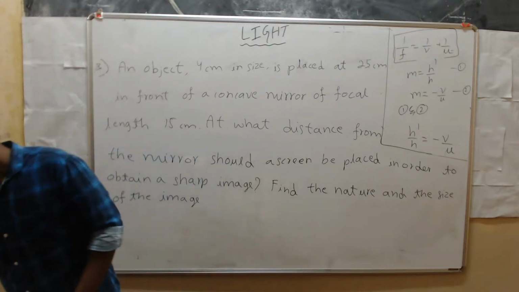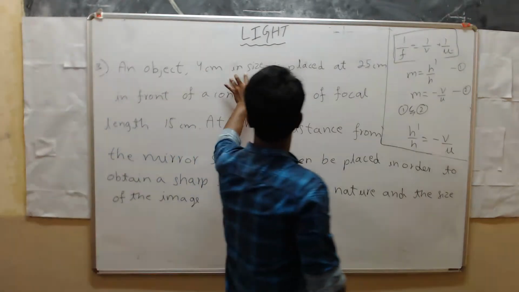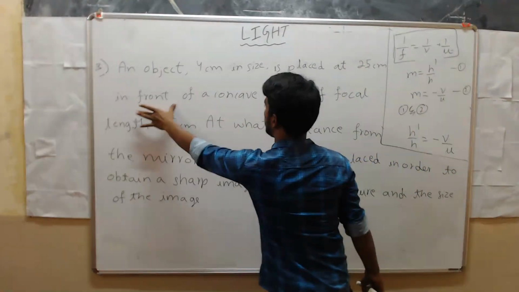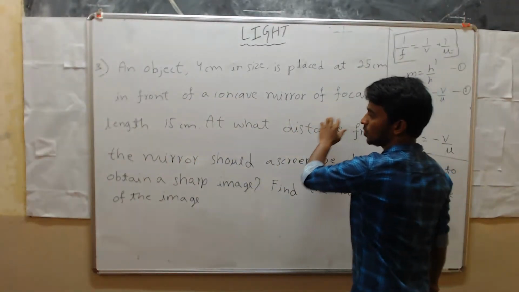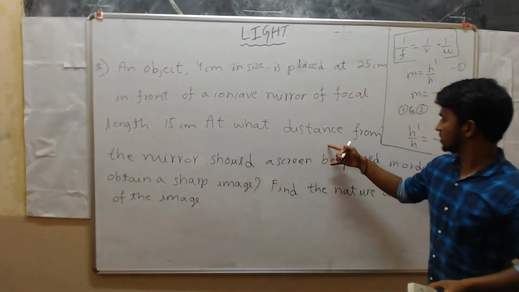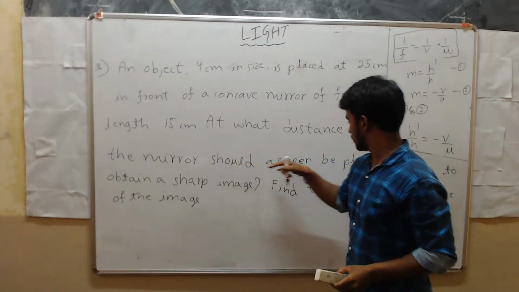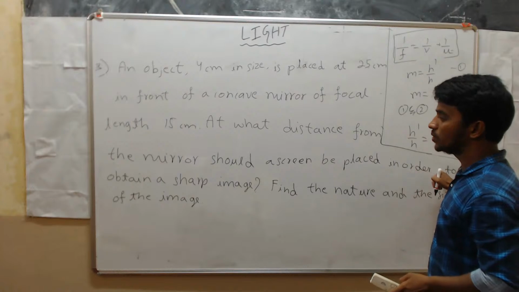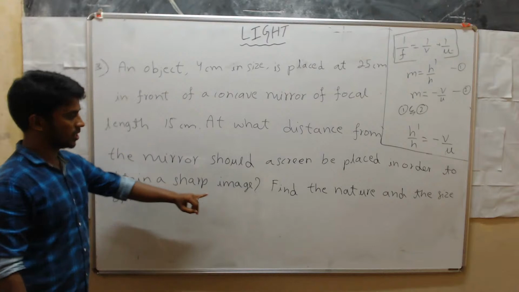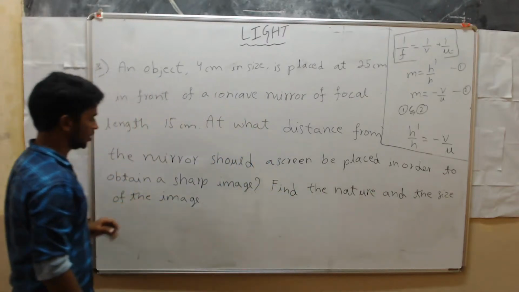Yes, here a lengthy problem. An object 4 centimeter in size is placed at 25 centimeter in front of a concave mirror of focal length 15 centimeter. At what distance from the mirror should a screen be placed in order to obtain a sharp image? Find the nature and the size of the image.